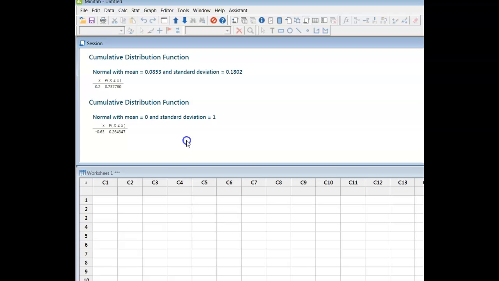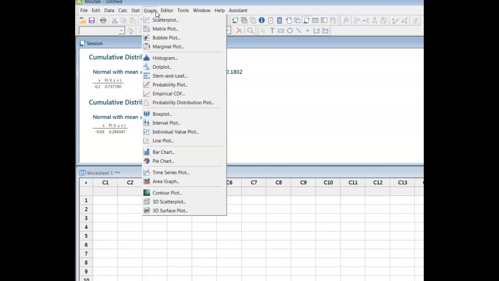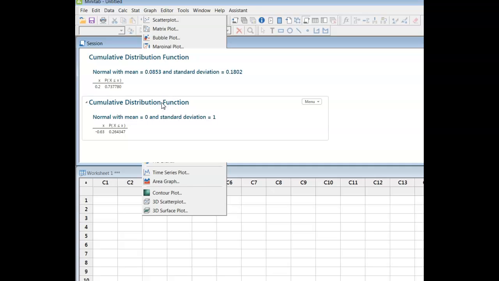And that's all very well and good, but when we're dealing with distributions, and particularly normal distribution, it really helps to have a visual. And Minitab will provide that for us under the graph tab. And we can use this thing called a probability distribution plot. Now be careful, because there's a probability plot, which we'll talk about later. That's a different beast than this one right here. So we're looking for a distribution plot.